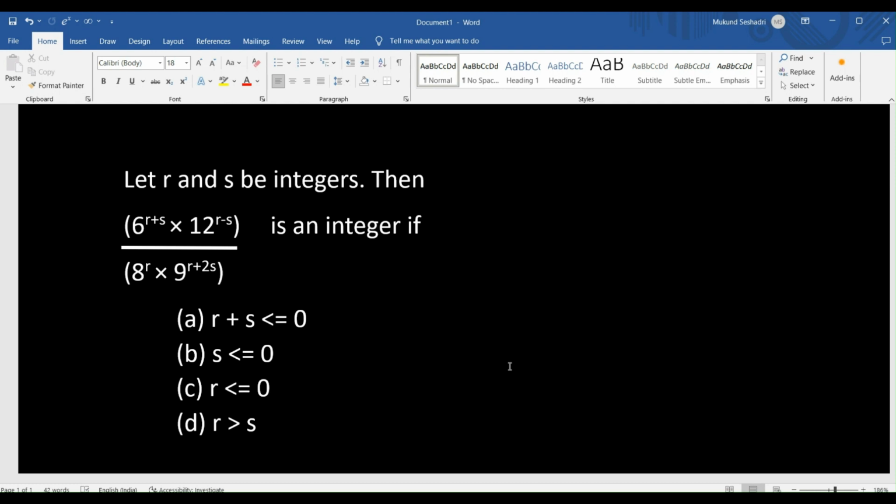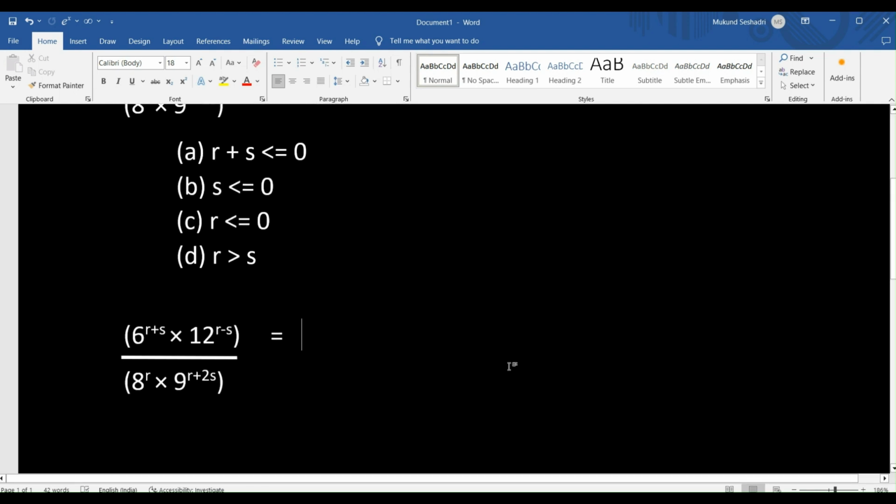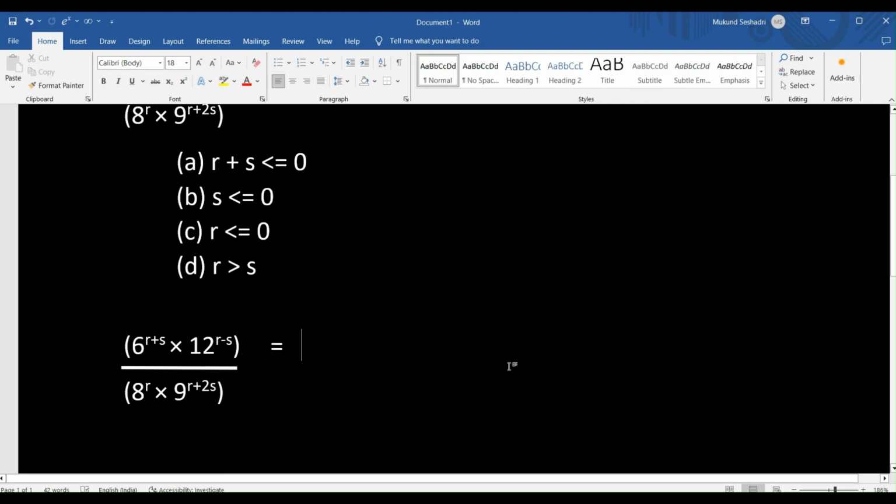So this is a question that appeared in the Oxford mathematics admission test, and I thought this will be a good problem to discuss in our channel. So I've written the expression out here.